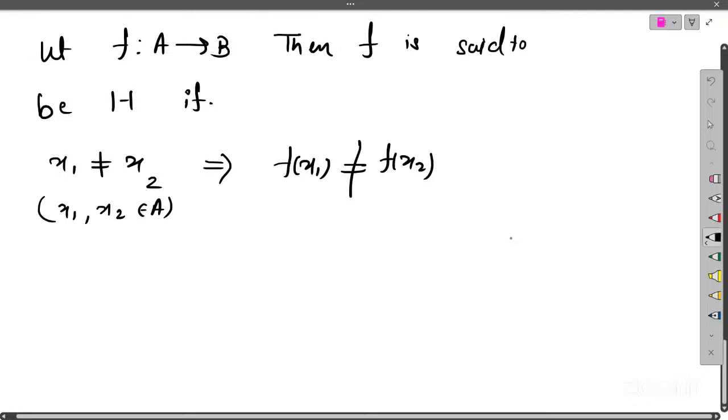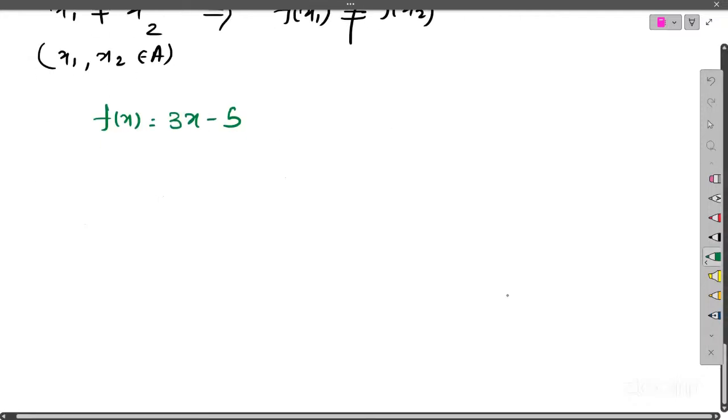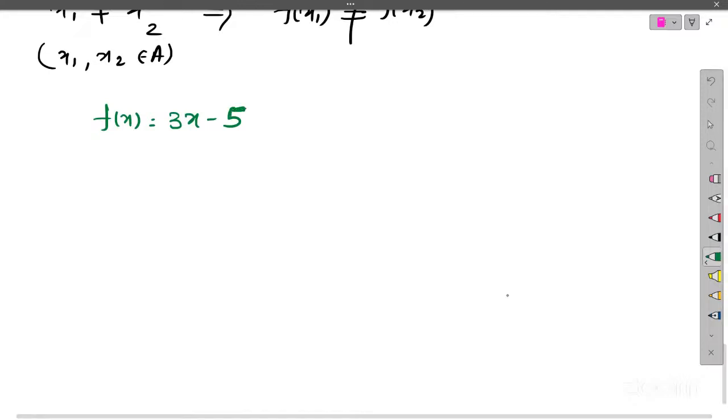So for example, I'll take a very simple example. Suppose we have an equation of a line. Then suppose I have f of x is equal to 3x minus 5. Okay. So this is an equation of a line. And we want to say whether this is a 1-1 function or not. So it is a 1-1 function.